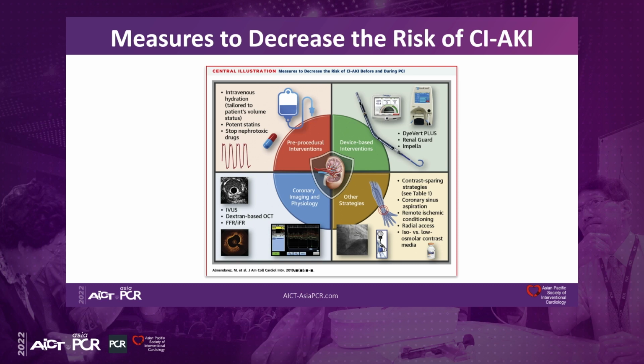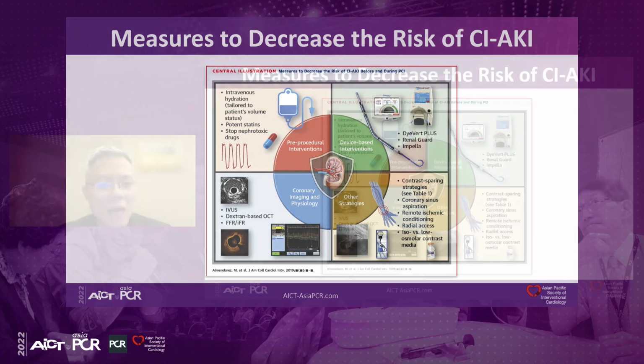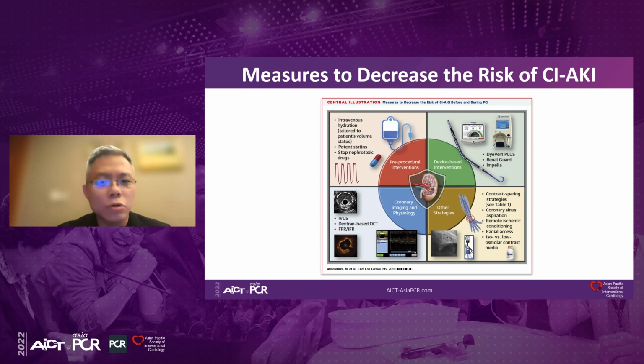So far, the only data-supported measure to decrease the risk of CI-AKI is normal saline hydration. Actually, we can use LVEDP to guide normal saline hydration. Another useful method is to decrease the contrast volume. So at this time, we can use IVUS or FFR to reduce the contrast consumed during PCI, especially for the CKD patient. Next.